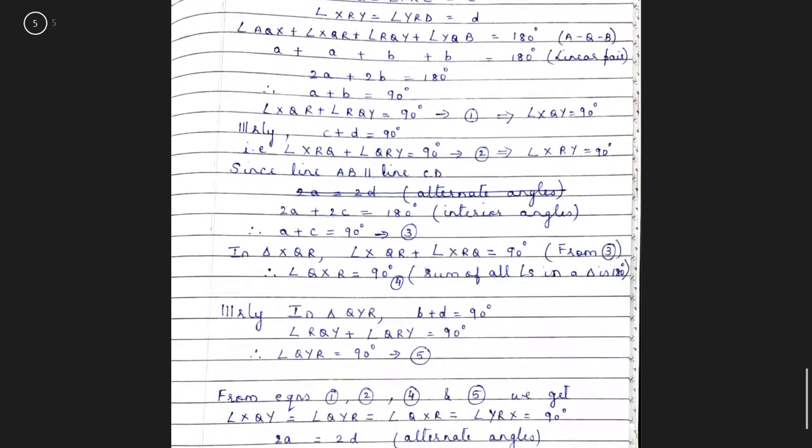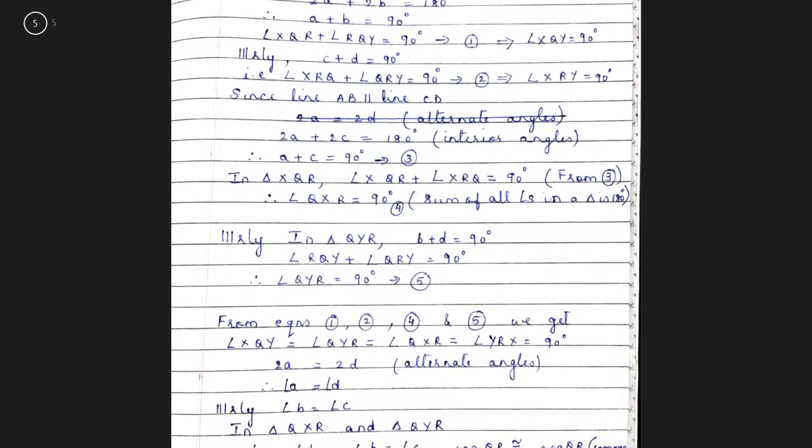Now this is what I have written. In triangle QXR, angle XQR plus angle XRQ is 90 degrees from 3, and therefore angle QXR is 90 degrees, because the sum of all angles in a triangle should be 180 degrees. Call it equation number 4. Similarly, in triangle QYR, using the same method, you will get angle QYR equal to 90 degrees. Call it equation number 5. Now, if I consider equations 1, 2, 4 and 5, I have got all 4 angles of that quadrilateral 90 degrees. Okay. So, I have proved all 4 angles 90.